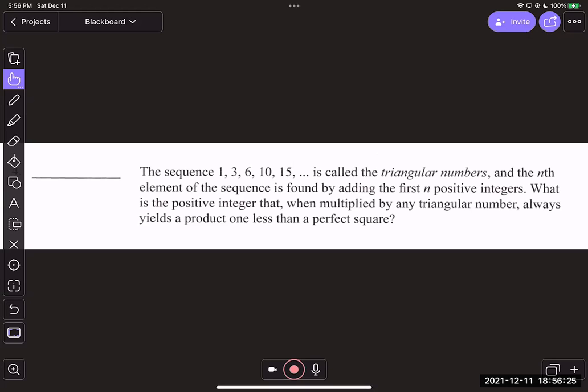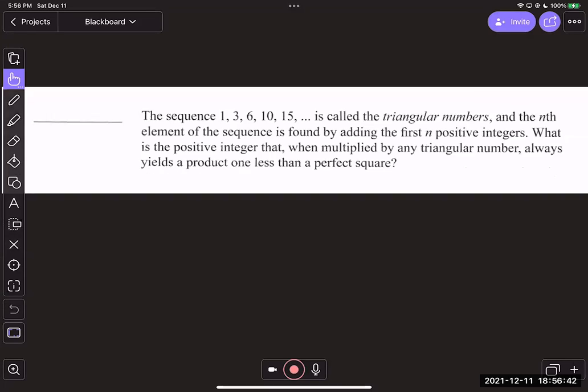No? I just did trial and error. Okay, what answer did you get? I got 8. So 8 does end up being the right answer, but trial and error is not the method that we want to be using.